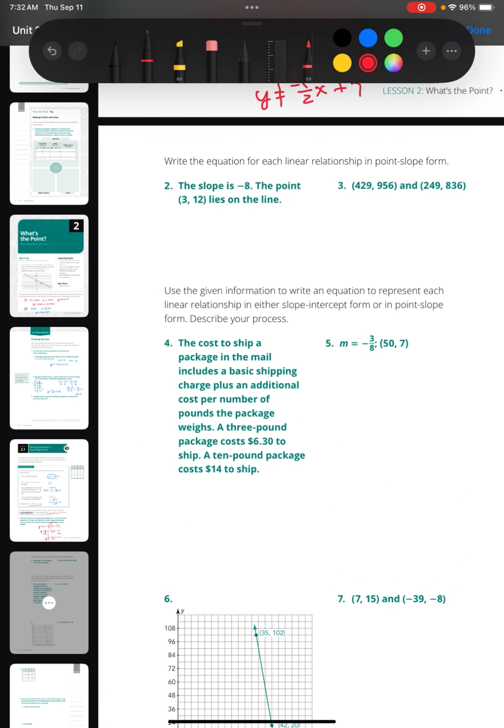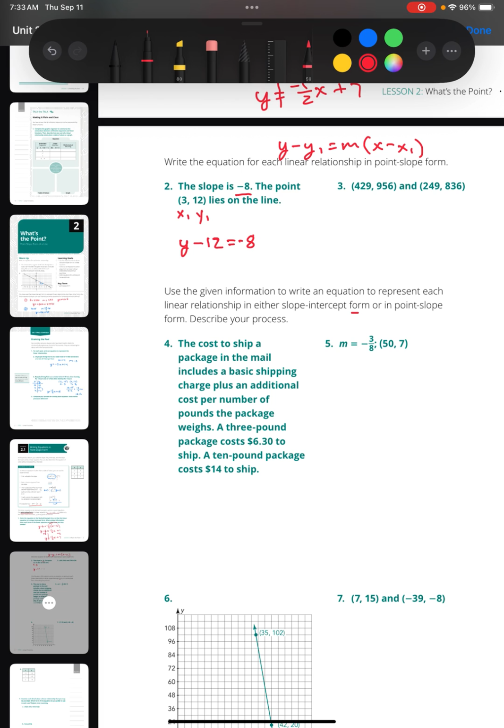All right, so just some examples writing in point slope form. So number 2 here, they're giving us a slope, they're giving us a point. So here's our x1, y1, and here's our slope. Again, I'm going to write the format up here. And we can go plug those into our equation. So we'd have y minus 12 equals negative 8, and then x minus 3. So if you're given a slope and you're given a point, it goes very quickly. You can just plug it into your point slope form and you have your equation.